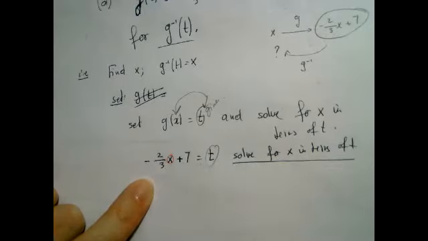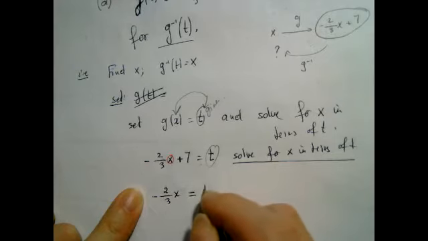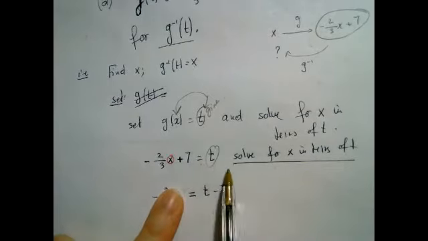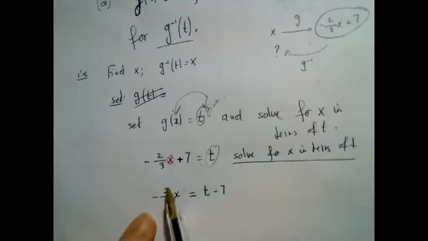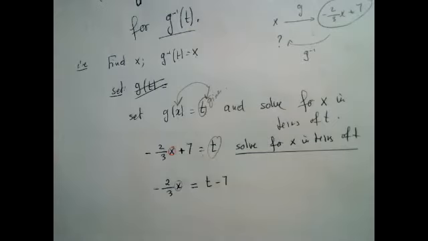I want to take 7 away from both sides. So I'm going to write minus 2 over 3x equals T minus 7. Okay, so step number 1, we're trying to isolate X. To do that, I will take 7 away from both sides. Now, I still need to isolate X. But here I have minus 2/3. So what can I do to basically isolate X? All of you, think about it. What can you do to isolate X?